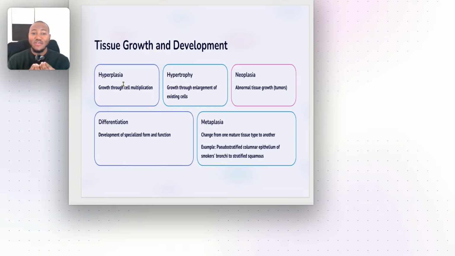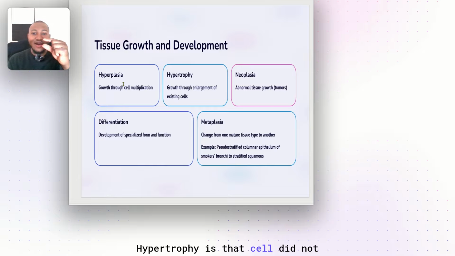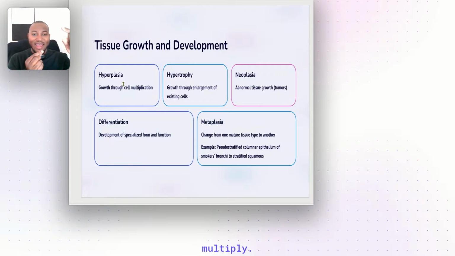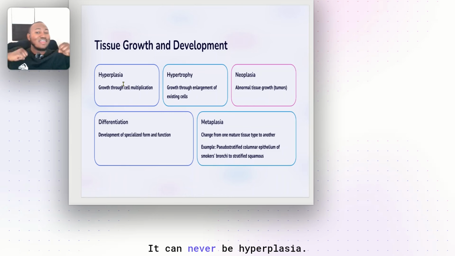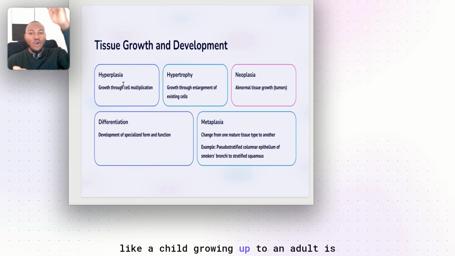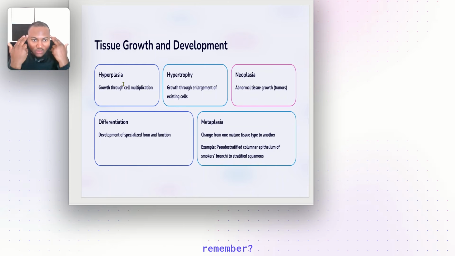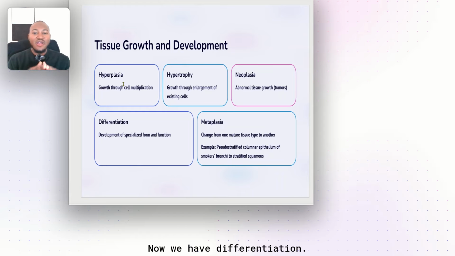What about hypertrophy? Hypertrophy is when the cell did not multiply. Instead, it expanded, enlarged. That's hypertrophy. Maybe somebody that goes to the gym. If you go to the gym, you don't grow cells. It can never be hyperplasia. Instead, it was what? Hypertrophy. So gym, hypertrophy. Growth, like a child growing up to an adult, is hyperplasia. Remember.